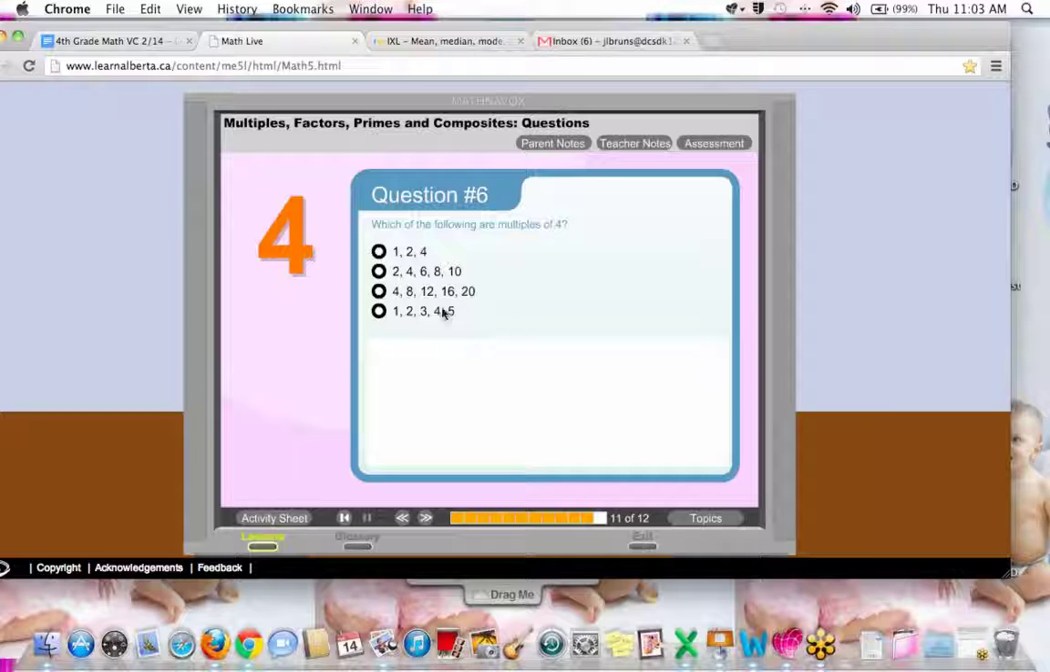Multiples of 4. So 4 times 1. 4, yeah, 4 times 2. There we go. Good job.